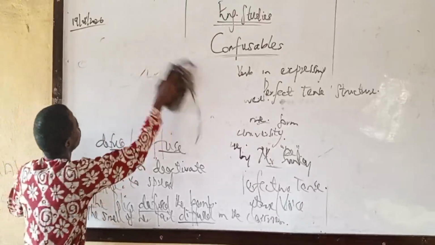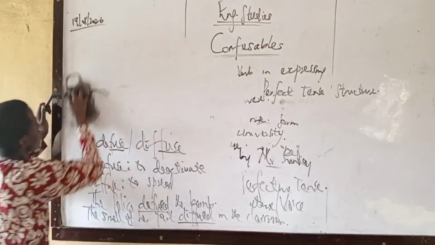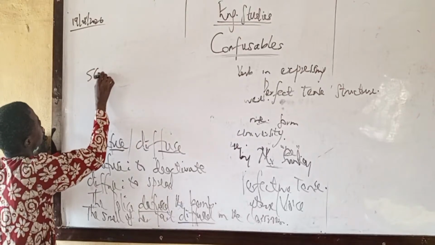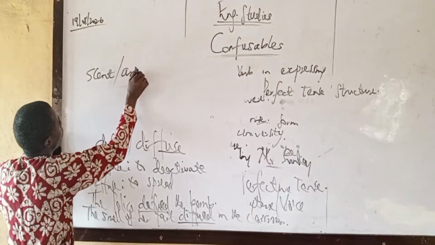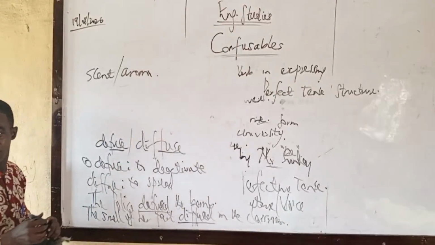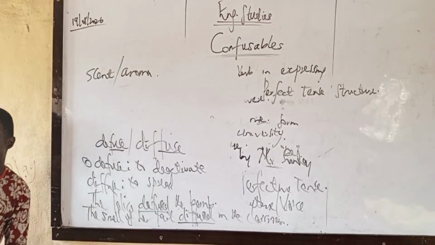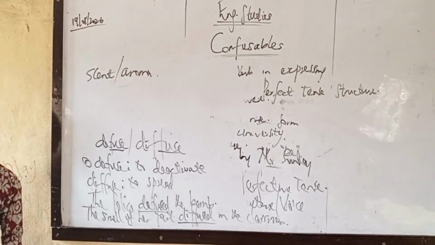The next one. We are progressing. I have scent. I have aroma. Scent and aroma. Which one do you use? Scent is for perfume, aroma is for food. Thank God, that one is very clear.